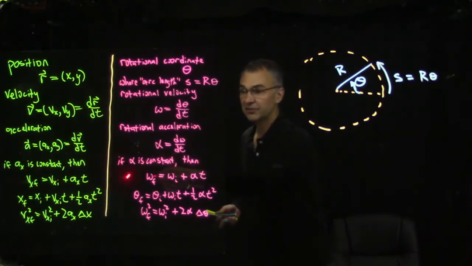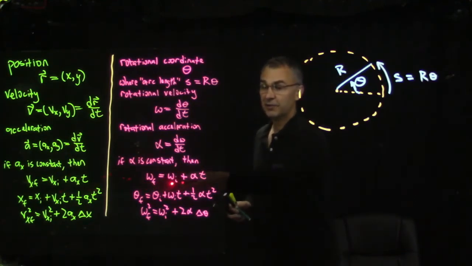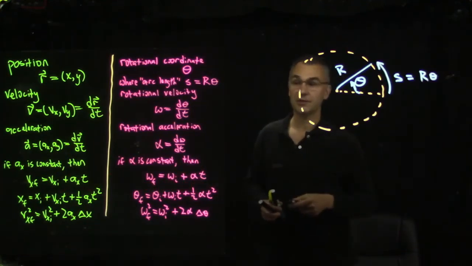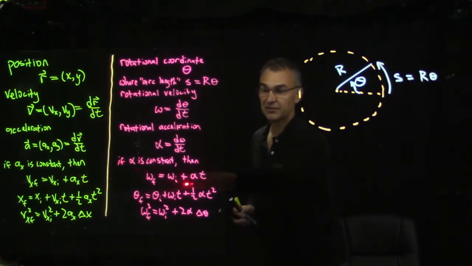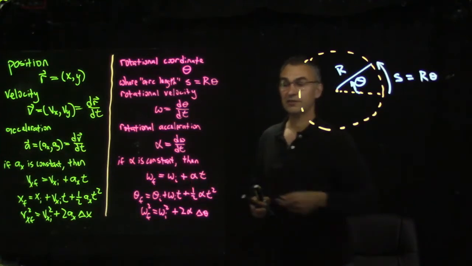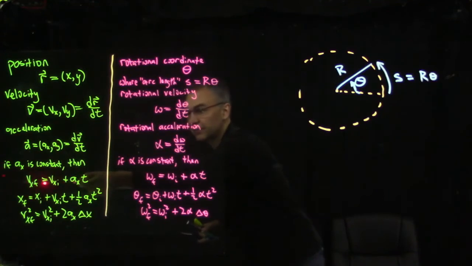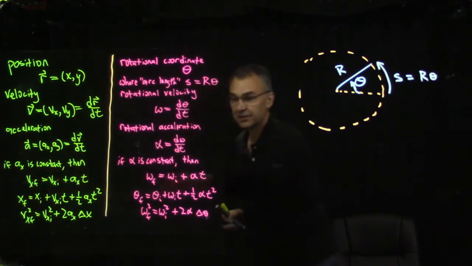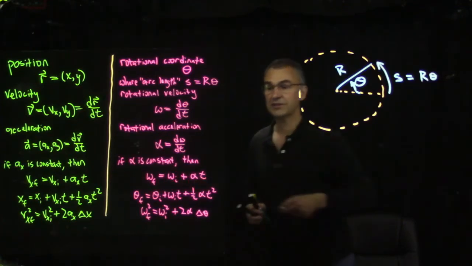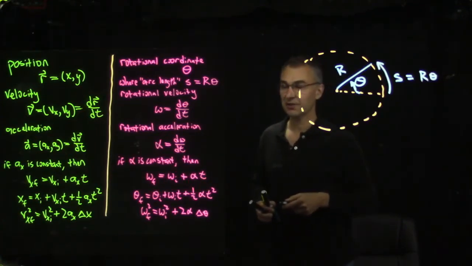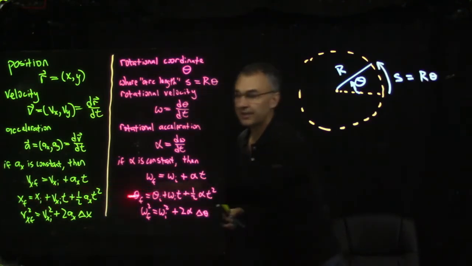If the rotational acceleration is constant, if alpha is constant, then omega final is omega initial plus alpha t. The final rotational velocity equals the initial rotational velocity plus the rotational acceleration times the time. This is exactly analogous to this. So it's like final velocity is initial velocity plus acceleration times time. Final rotational velocity is initial rotational velocity plus angular rotational acceleration times time. This is exactly analogous to this.